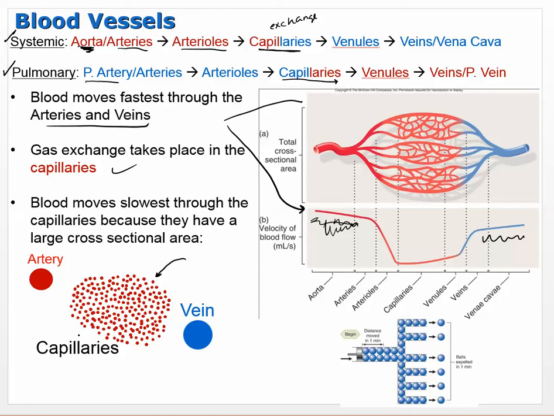It's like when a river flows out into a really wide area. The river may be running very quickly, so you may have rapids, and then it hits that wide area and it just slows way down, barely moving along. Then when it constricts again, the velocity will increase and it'll be fast again. So that's what's happening from arteries to capillaries and then back to veins.